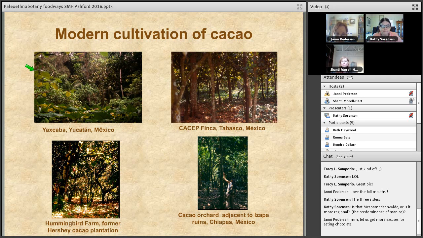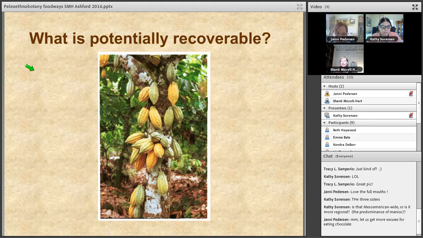Then we've got farms in Tabasco and Mexico, Chiapas, lots of different locations throughout Mesoamerica. Cacao tends to grow pretty well there when it's got the right conditions for growth. So modern cultivation is taking place in a number of places.